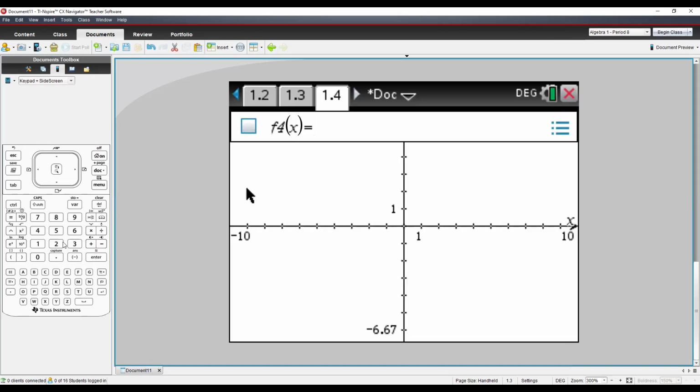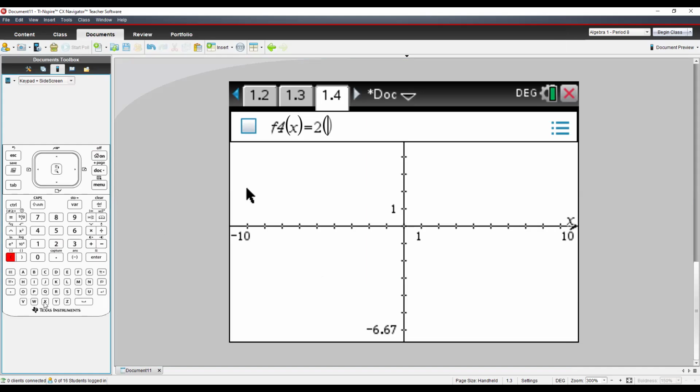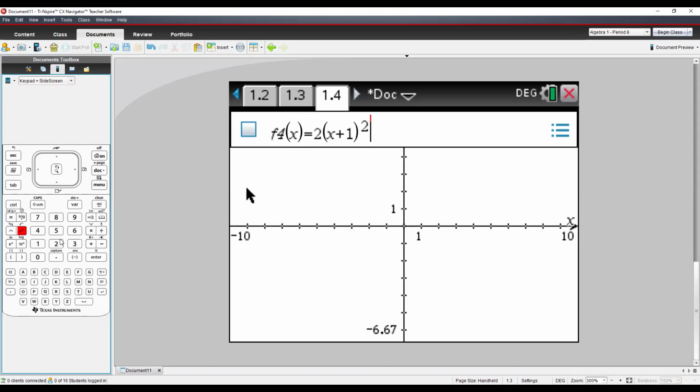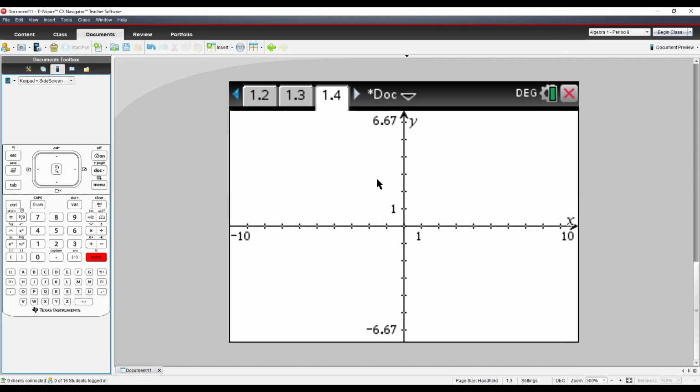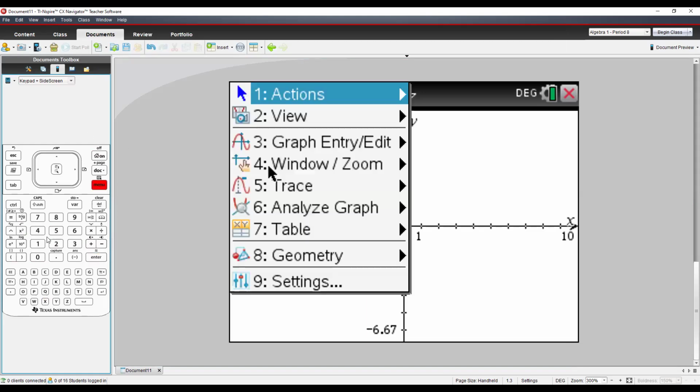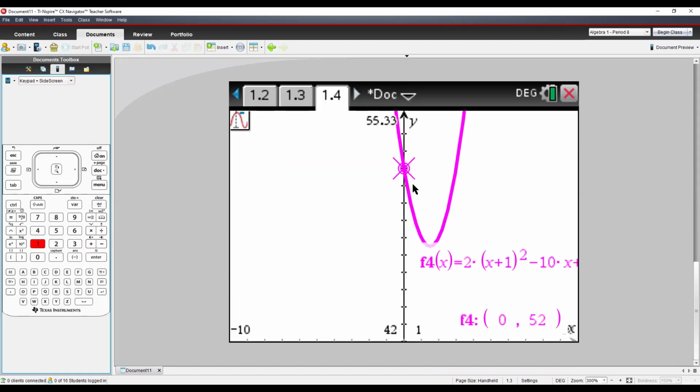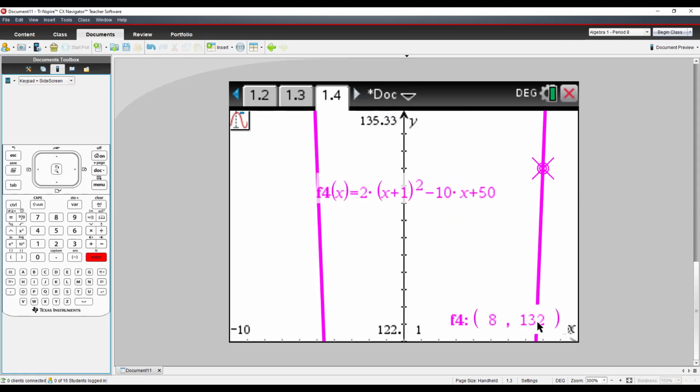This is 2 parentheses x plus 1 squared minus 10x. So this looks like a quadratic function. And let's see what we got here. Press enter. You don't see anything. It doesn't matter. Do menu 51. And that's the y-intercept. But now we just got to type in 8 for the 8th year. And let's see, she's making 132,000. Whatever she's doing, she's still making a lot of money in 8 years.